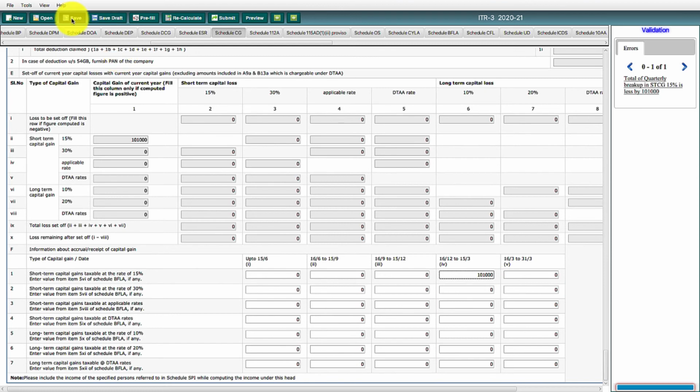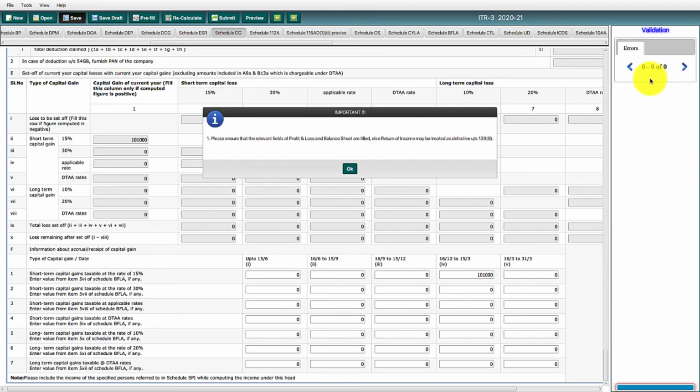And now I'm going to try and save, which will do the validation, and that error is gone. All right, so that's how you fix this irritating error when you are filing the ITR. I hope this helps you.